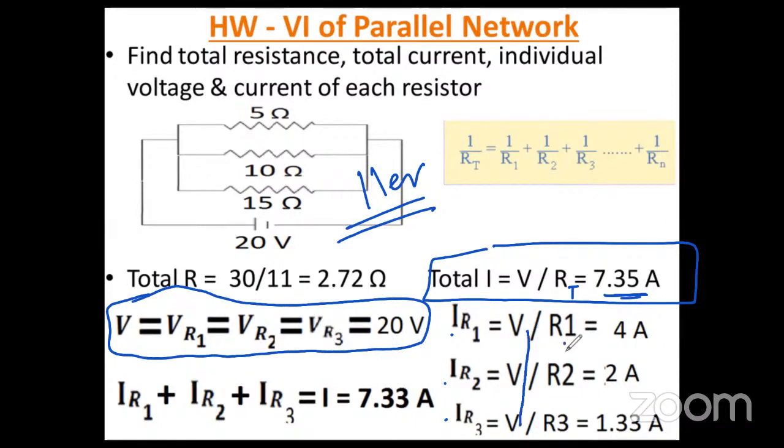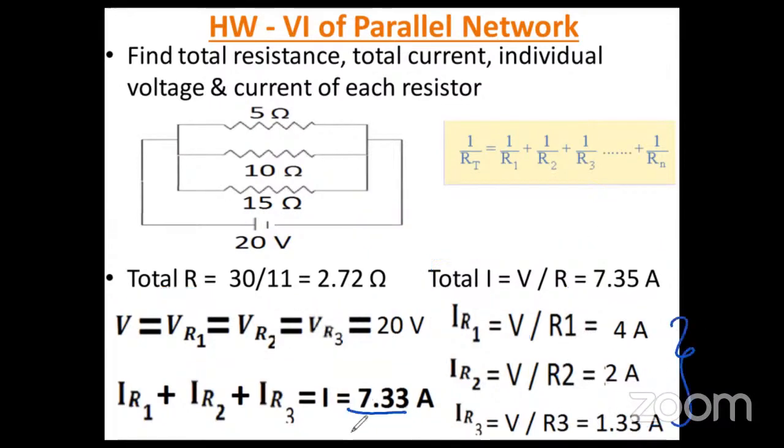Voltage सबका same है. R1, R2, R3 से divide करो, you will get 4 ampere, 2 ampere, 1.3 ampere. तीनों का एडिशन करो, you will get a 7.33. तो यहाँ पे आंसर कितना 7.35 एंड आफ्टर एडिशन यू विल गेट 7.33.